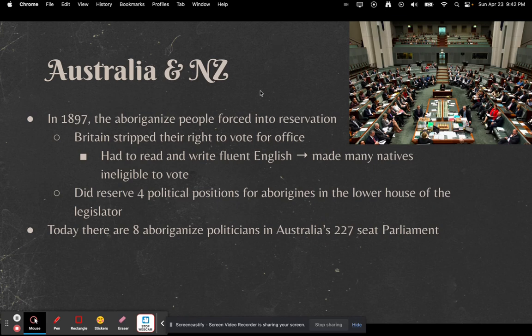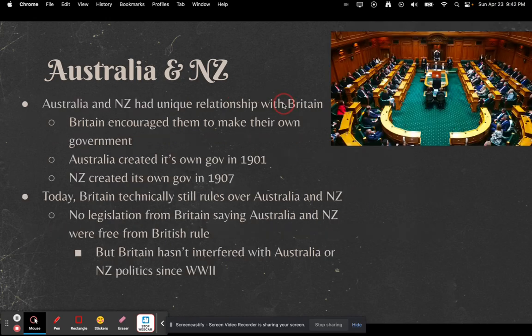In 1897, the Aborigines were forced into reservations. The British stripped their right to vote for office because they made these crazy voting rules where you had to read and write fluent English, and that made many Native people ineligible to vote. They did reserve 4 political positions for Aborigines in the lower house of the legislature, which isn't very much at all. And today, there are 8 Aborigines politicians in Australia's 227-seat parliament. So still not very much, but it's better.